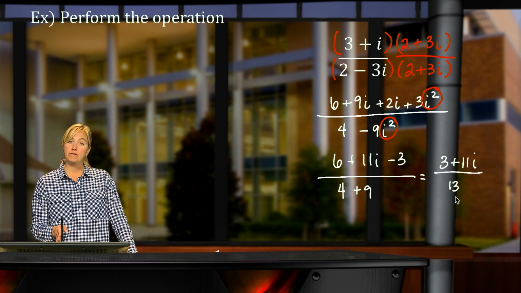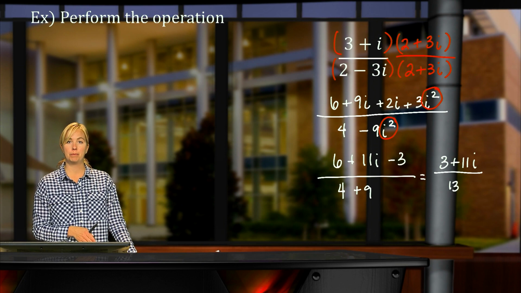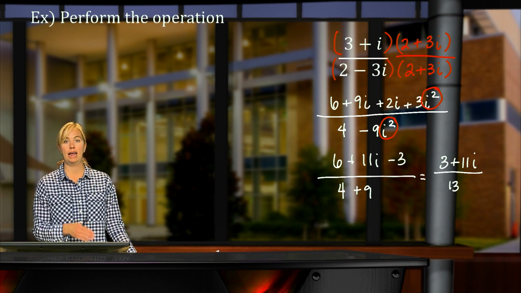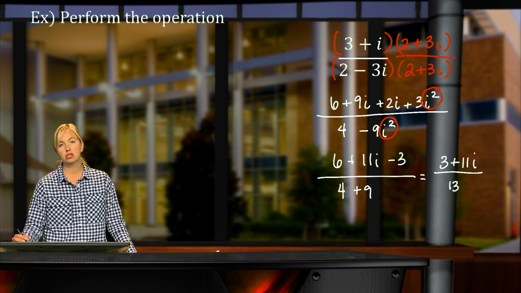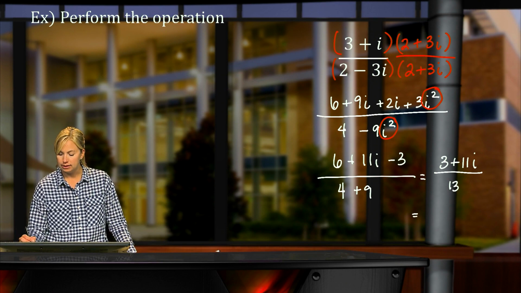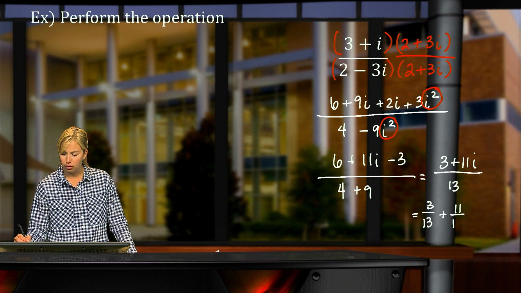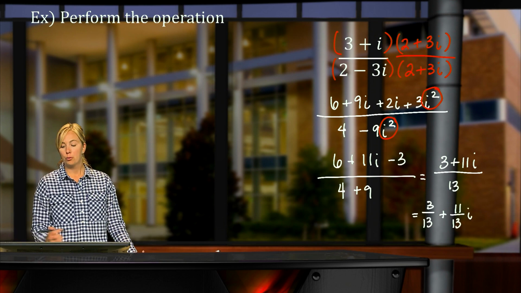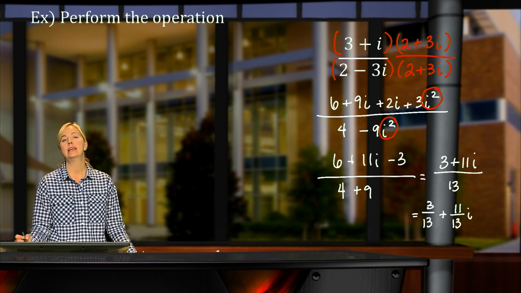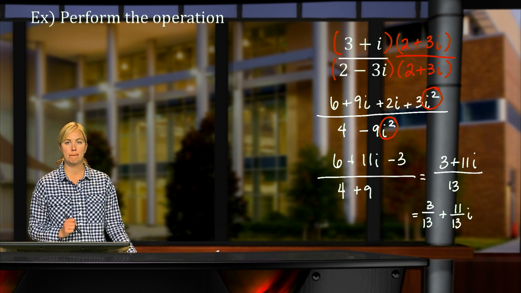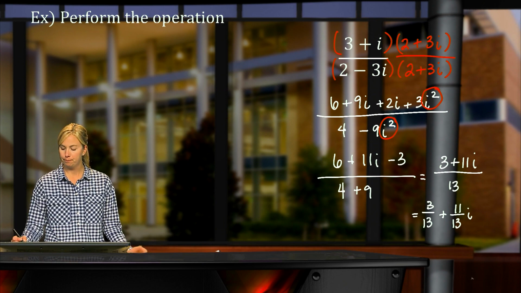Now, again, the emphasis on our complex number being written in the correct form is a plus bi. So we actually want to split this up. This is 3 over 13 plus 11 over 13 i. Remembering that that denominator is a denominator to both terms in the binomial that's in the numerator.